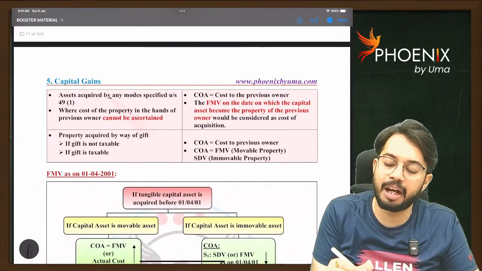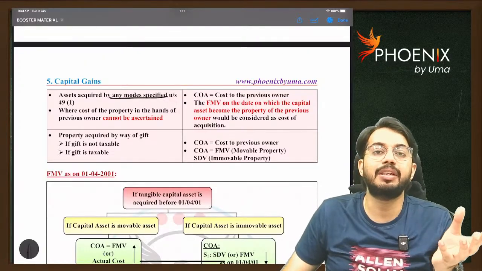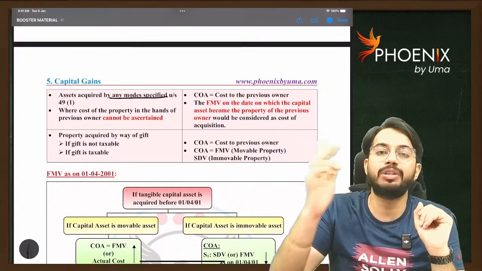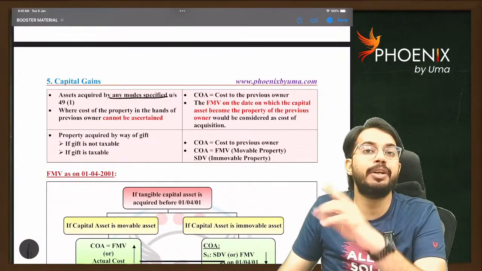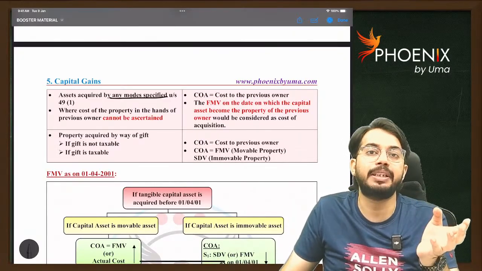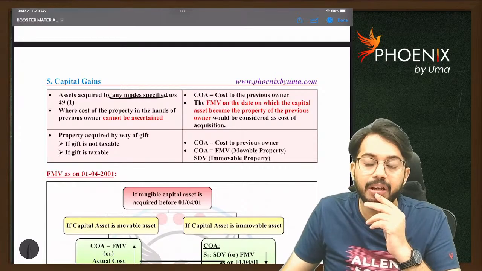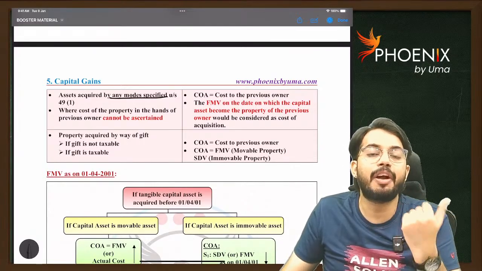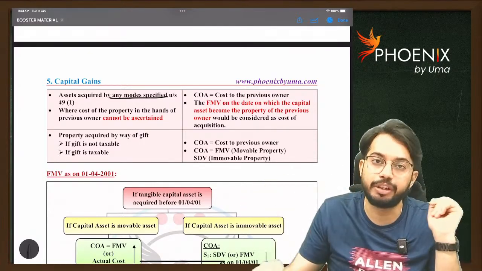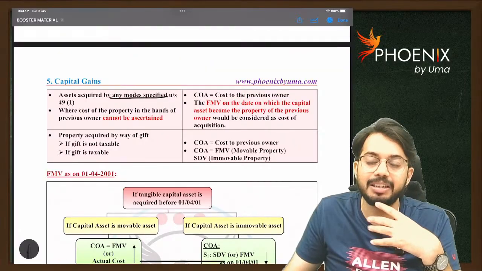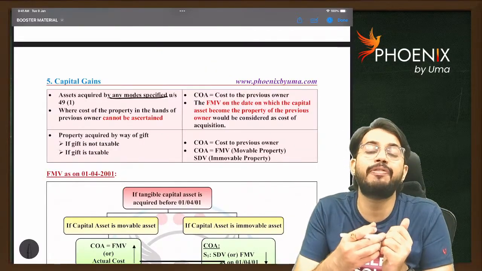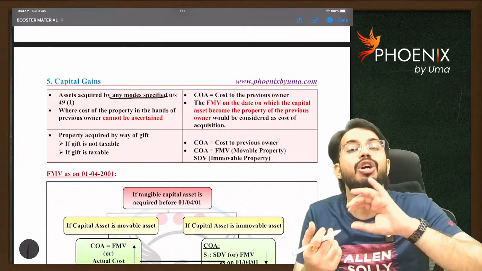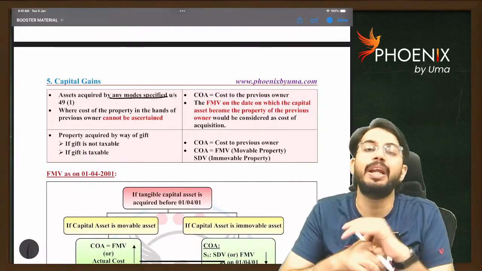Next, assets acquired by any mode. We have discussed transfer of capital assets from holding to subsidiary or subsidiary to holding, transfer of capital assets from amalgamating to amalgamated, transfer of capital assets from demerged to resulting. Next, transfer of capital assets at the time of division of HUF, gift, will, or inheritance. In all these cases, cost of acquisition in the hands of new owner is equal to cost of acquisition in the hands of previous owner.